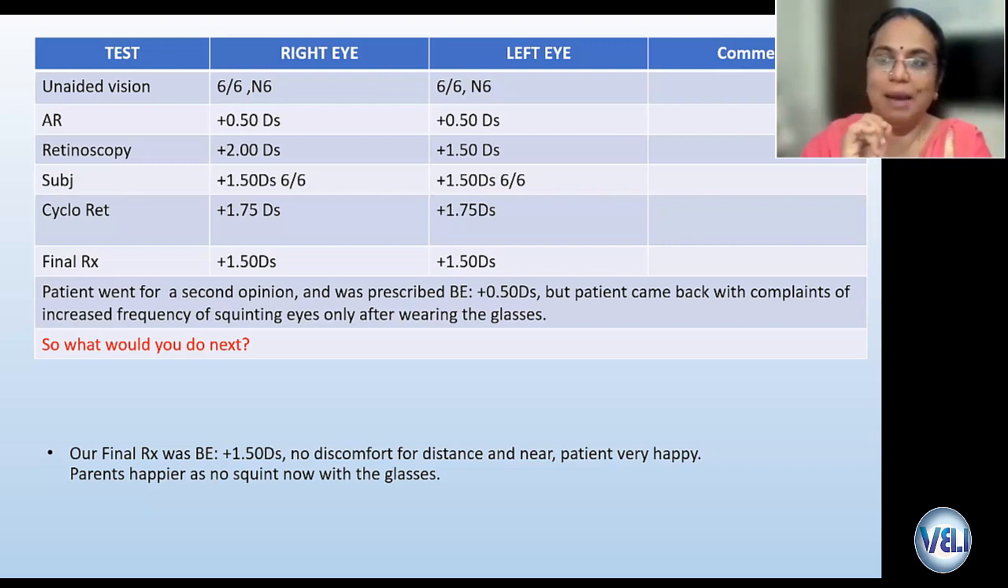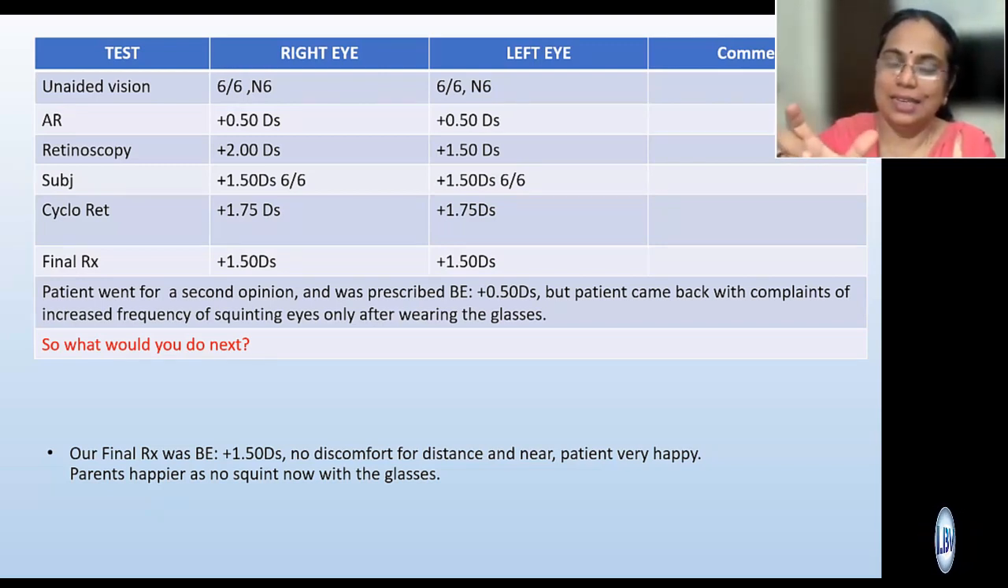Now, basically what happens is when the patient is esophoric, there is some amount of divergence that happens and some amount of control that is there.